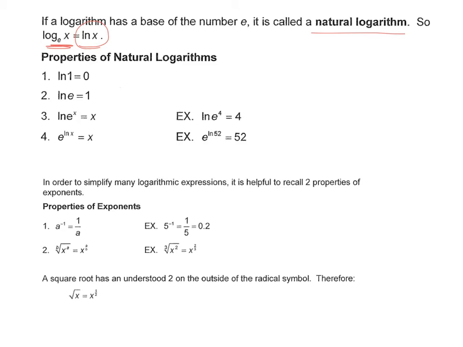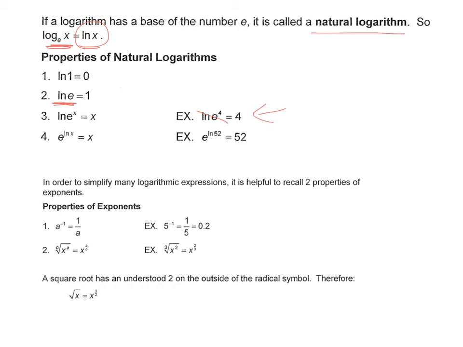It also has some properties similar to regular logs. Property number 1, the natural log of 1 is just 0. Property number 2, the natural log of e is 1. Natural log and e are inverses of each other, so they cancel each other out. Property number 3, the natural log of e to some power is just that power. So for example, the natural log of e to the 4th, the natural log and e cancel each other out, and you're just left with the 4.